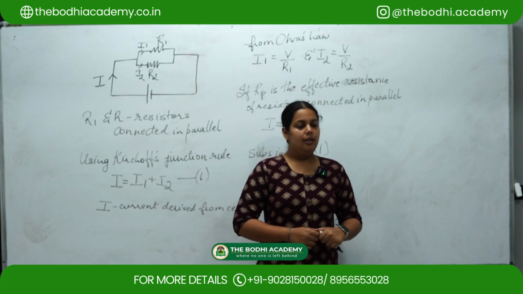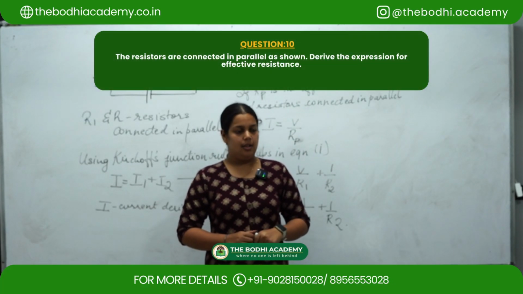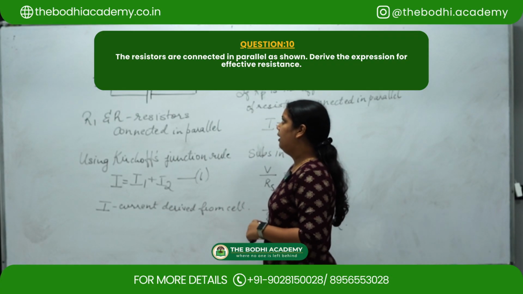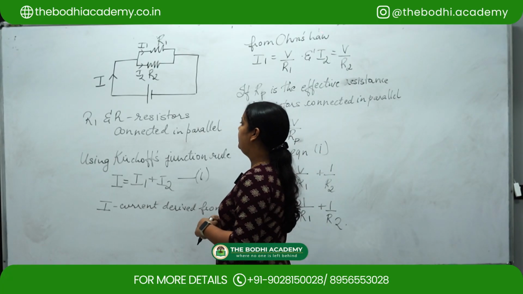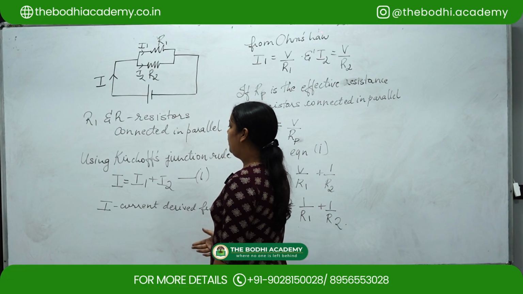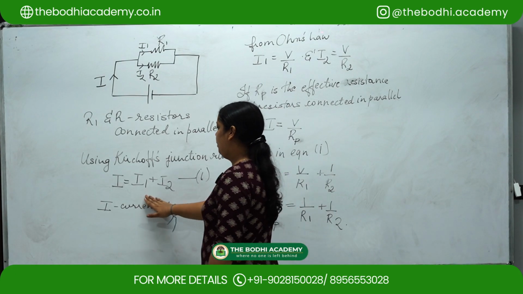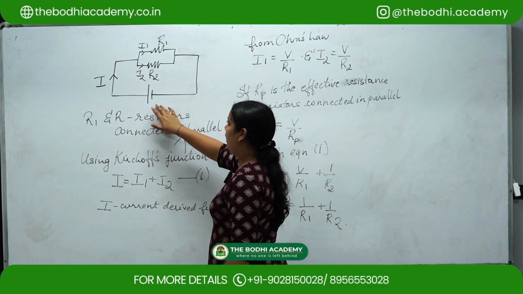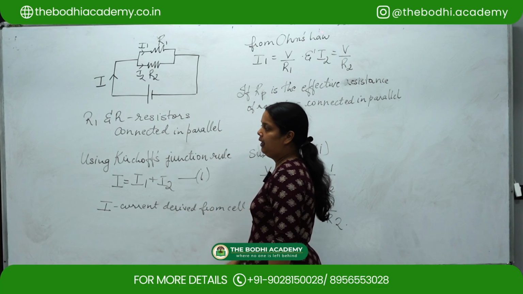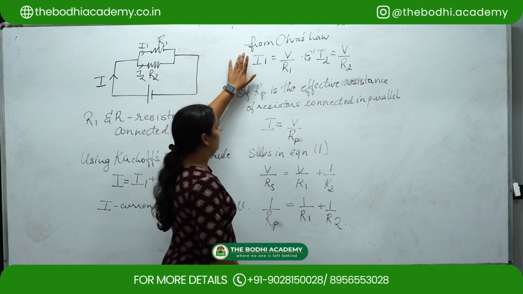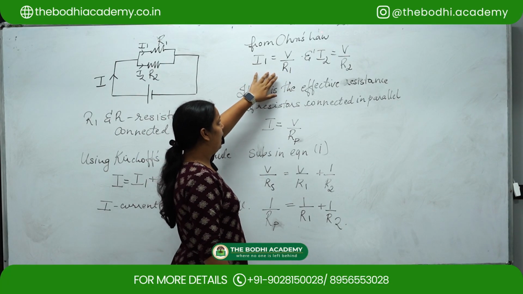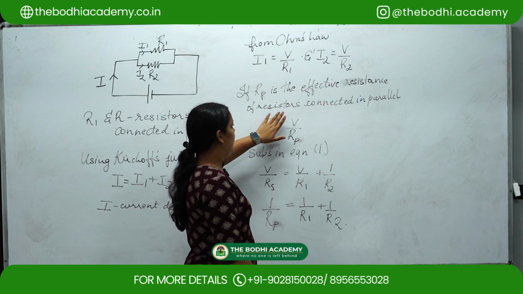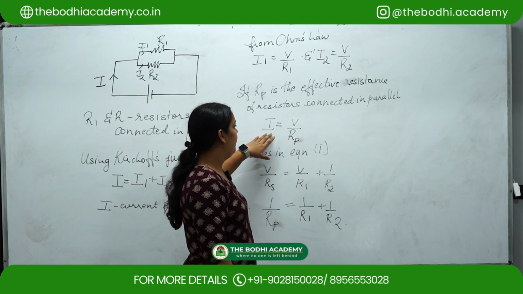Coming to the last question, the resistors are connected in parallel with a circuit diagram. Derive the expression for effective resistance in parallel. So we have one circuit diagram, two resistors are connected in parallel, R1 and R2. Using Kirchhoff's junction law, we will get I equal to I1 plus I2. So I is the current drawn from the cell, and I1 and I2 are the currents flowing through resistors R1 and R2 respectively.